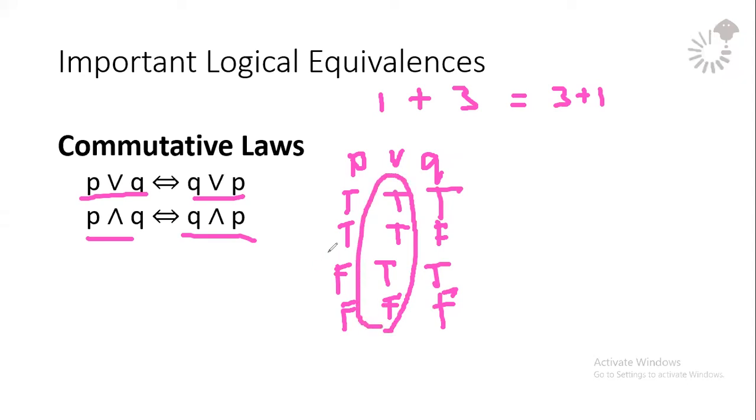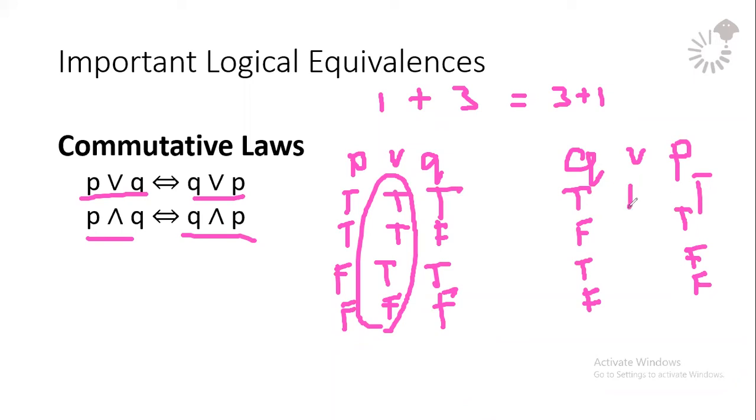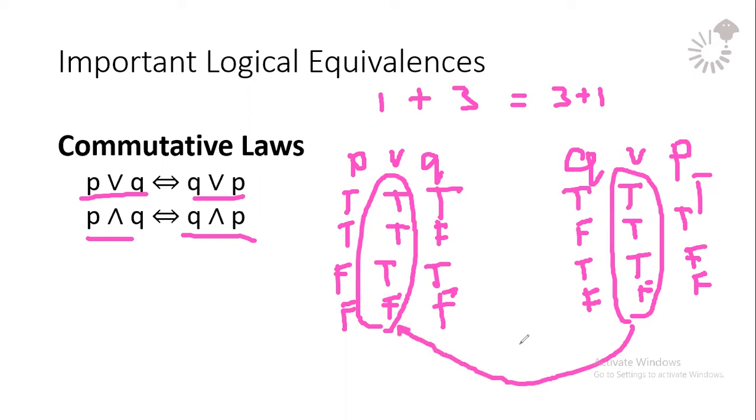True, true, true, false. For Q, when we swap the positions, Q or P: true, false, true, false, and P is true, true, false, false. The answer: true or true is true, false or true is true, true or false is true, false or false is false. So the values are the same as this one, making them equivalent. Okay?